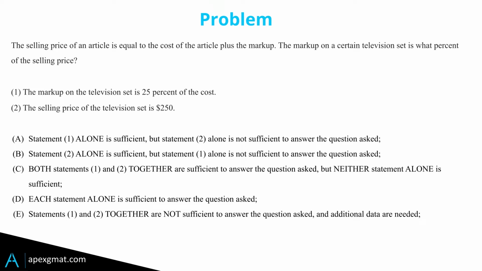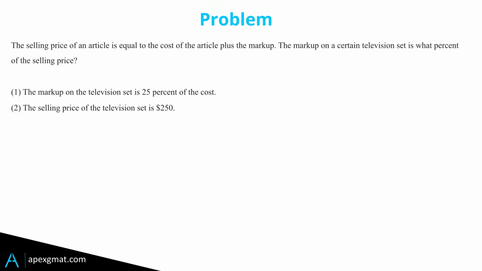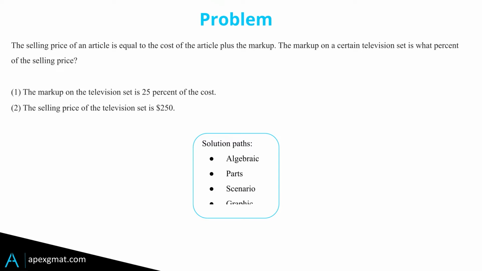Hey guys, today we're going to take a look at a typically characteristic data sufficiency problem that gives us a relationship and then asks us if we have enough to compute the final value of that relationship. That is, there's an algebraic solution path here where they give us the equation and we need to see if we have all but one of the variables, that final variable being the one that they're asking for. We can also do this via parts, scenario, and graphically, and we'll take a look at all those as well.